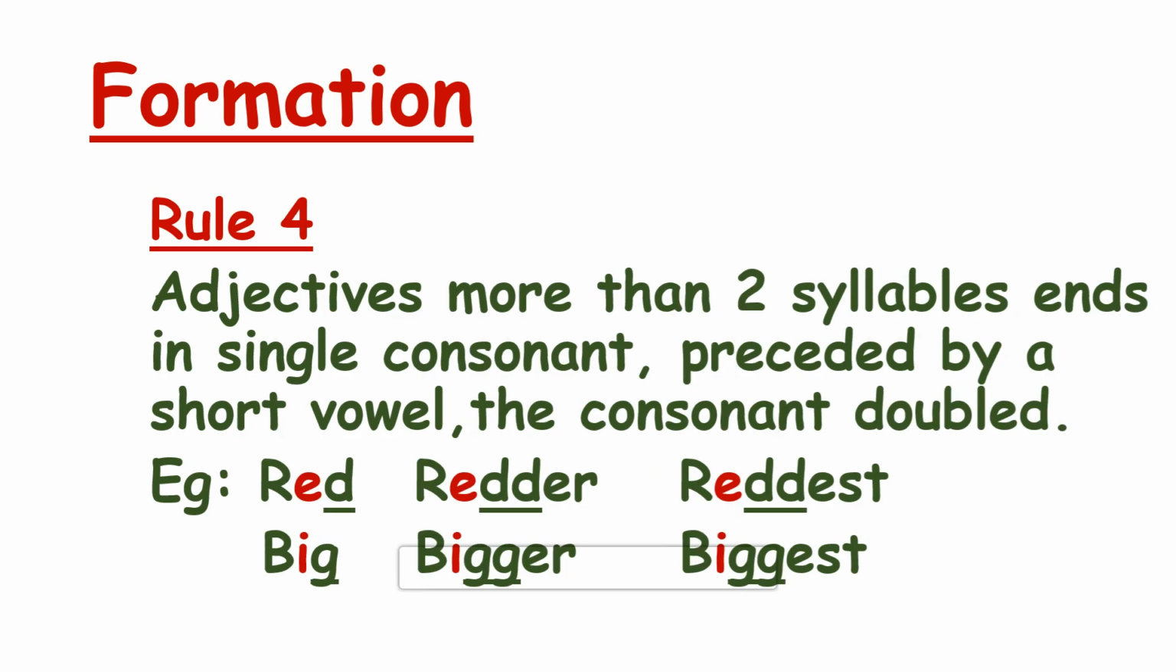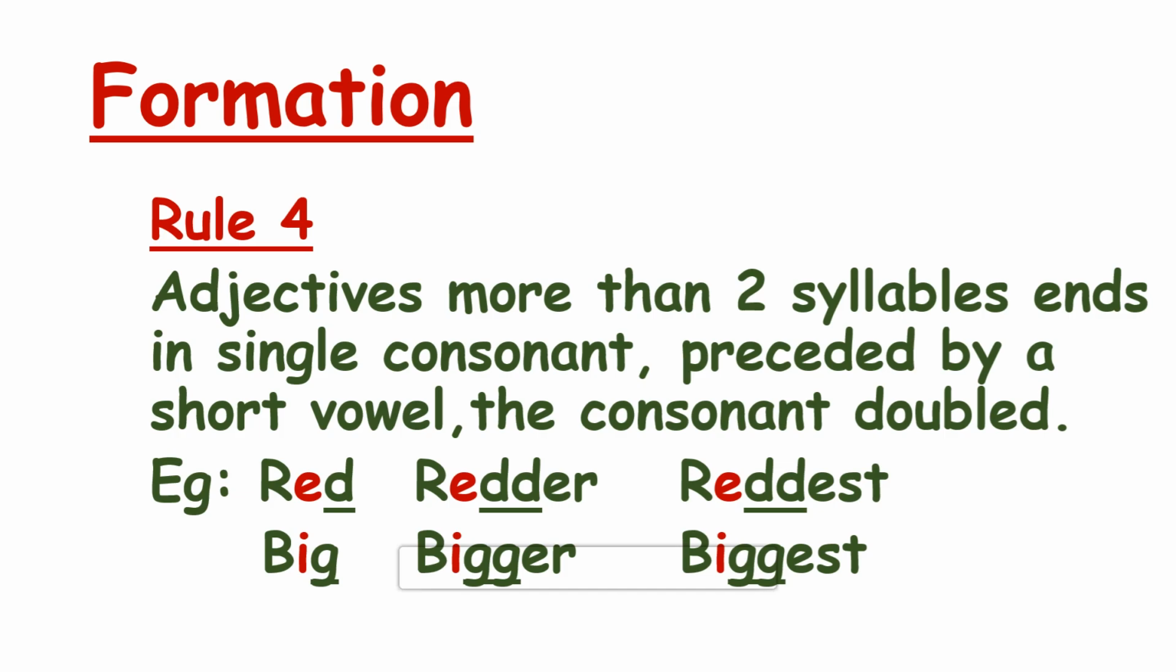Then rule number 4 comes. Rule number 4 talks about the adjectives more than 2 syllables. Adjectives more than 2 syllables ending in a single consonant preceded by a short vowel, the consonant is doubled. Now in the first example, red, you can see d is a single consonant. In the second example, g is a consonant, preceded by a short vowel.